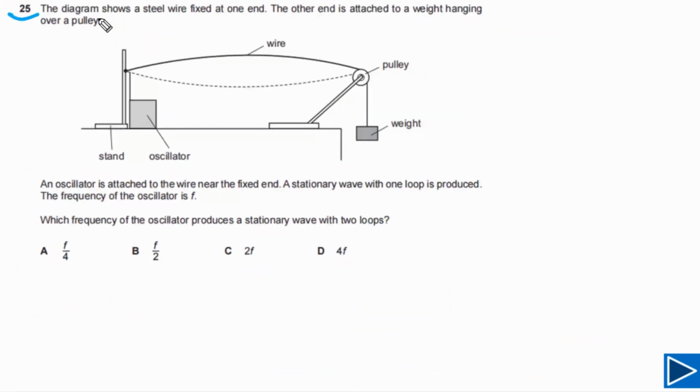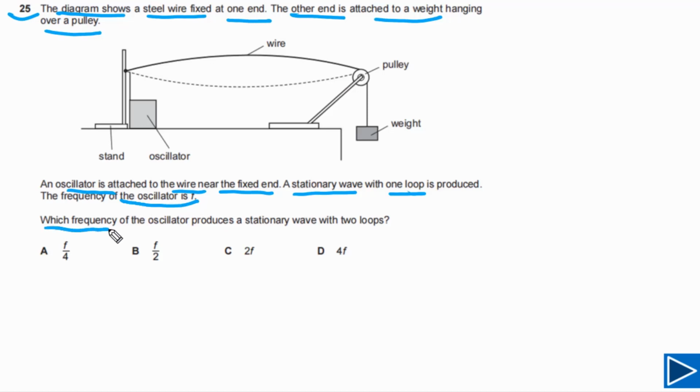For question number 25, it is given to us that the diagram shows a steel wire fixed at one end. The other end of the wire is attached to a weight and the weight is hanging over a pulley. An oscillator is attached to the wire near the fixed end. A stationary wave with one loop is produced and the frequency of the oscillator is f. Which frequency of the oscillator produces a stationary wave with two loops?